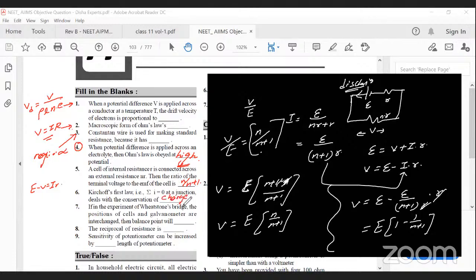Next one. If in the experiment of Wheatstone bridge, the positions of the cell and the galvanometer are interchanged, then the balancing point will be. How many cells are there in a Wheatstone bridge? One cell and four resistors. And one galvanometer.